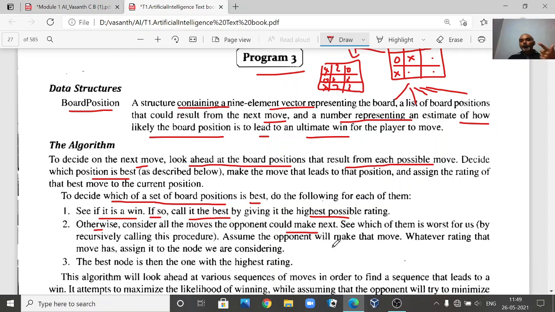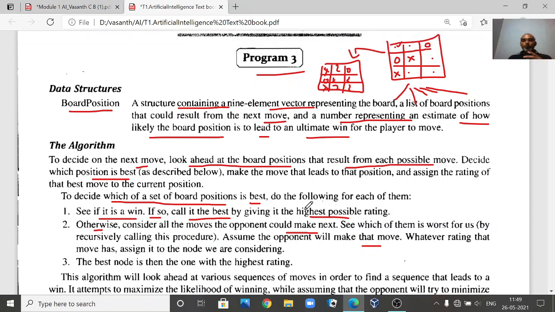Now assume the opponent will make that move. Then we give the rating based on the best or worst move, and based on that we select. If I come to know that by keeping my position at this position this will be my best move, then I will go with this. I may drop this and this position. Clear? The third step says the best move is the one with the highest rating.